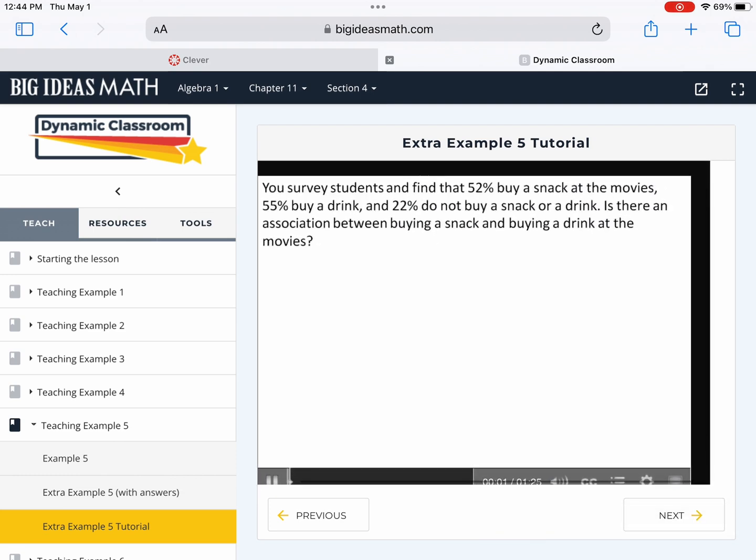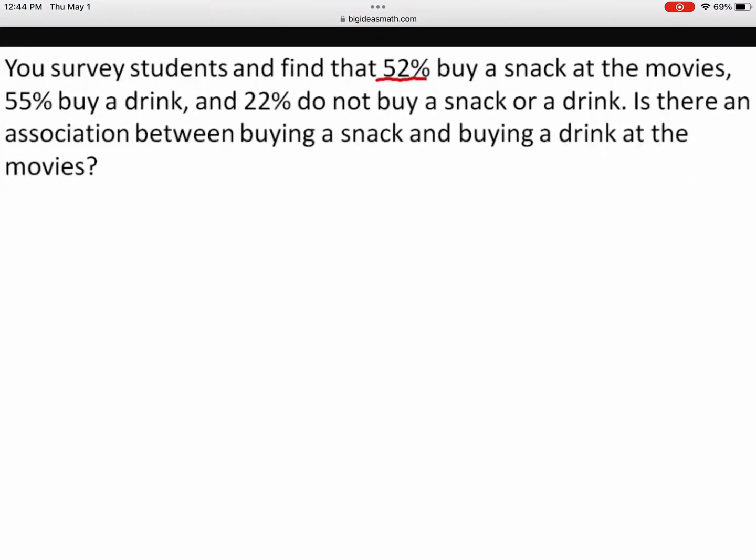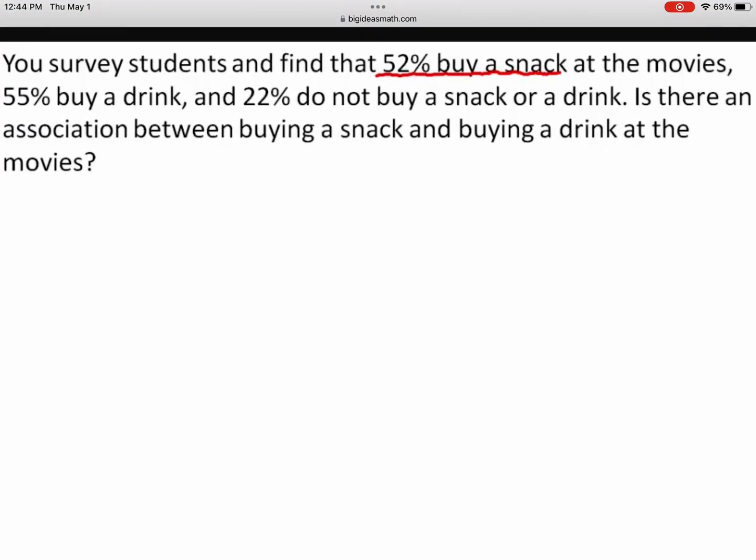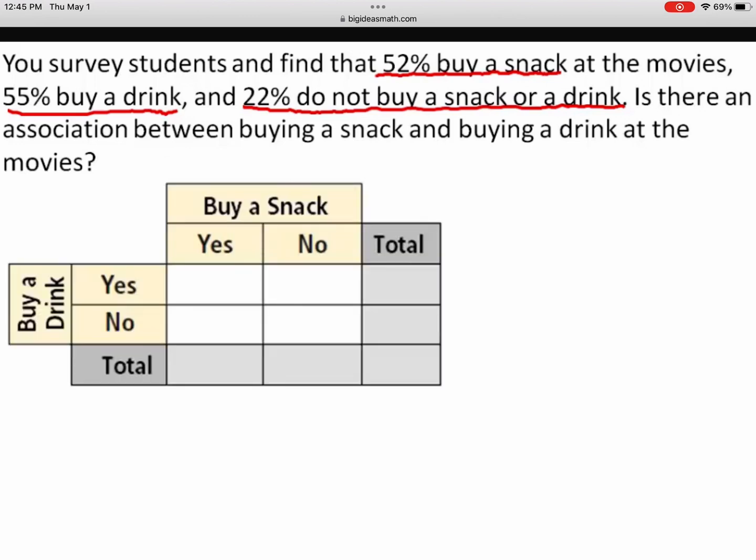You survey students and find that 52% buy a snack at the movies, 55% buy a drink, and 22% do not buy a snack or a drink. Is there an association between buying a snack and buying a drink at the movies? Begin by using the given information to make a two-way table.